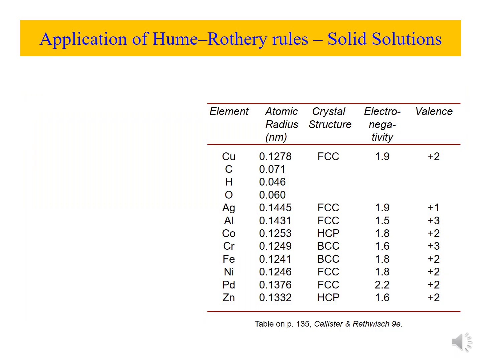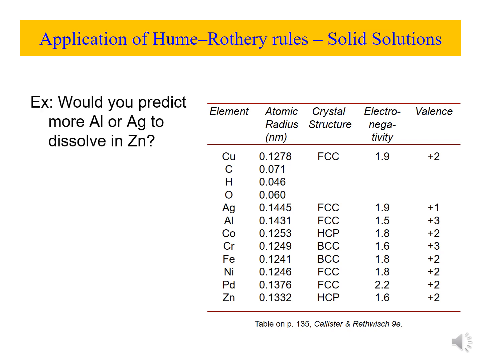Let's take a look at one example to apply the Hume-Rothery rules to predict the solubility of one type of material in another. So would you predict more aluminum or silver to dissolve in zinc? So we have the data given here with atomic radius, crystal structure, electronegativity, and valences for corresponding elements.